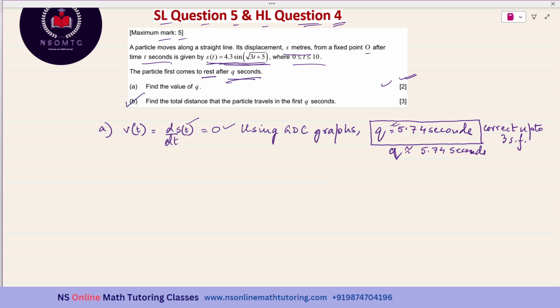Subpart B. Find the total distance that the particle travels in the first q seconds. It is containing 3 marks. Okay, and I'll be taking the easiest method because we know how to find the total distance. It is always between two time values, maybe between time equal to a second to time equal to b second. It is always the absolute value of v of t integral with respect to time. This is the distance. We know this formula. So I'll be using this formula.